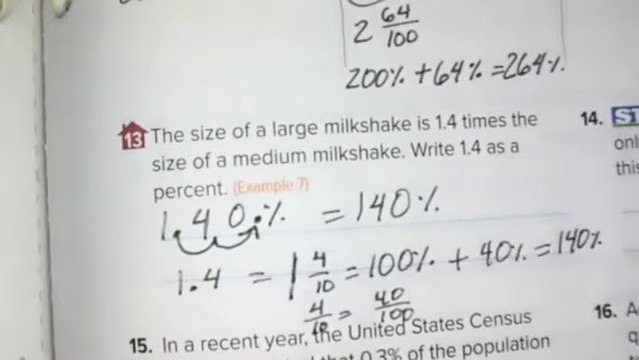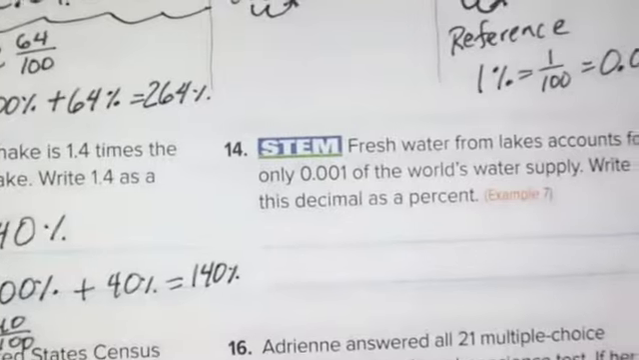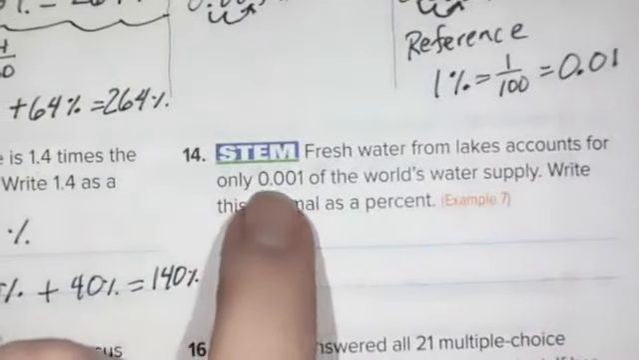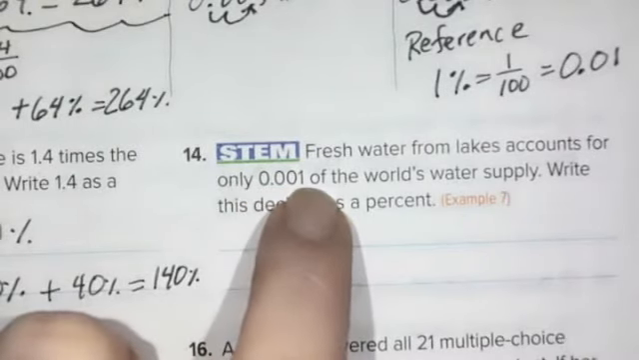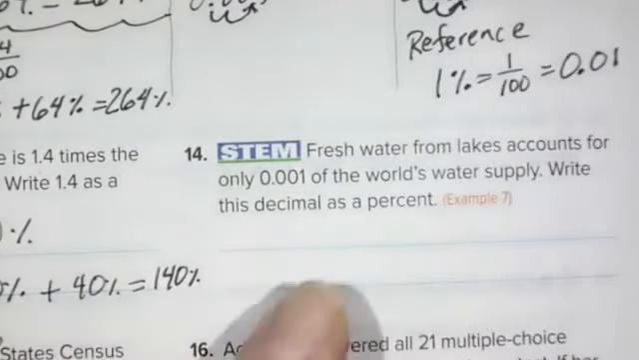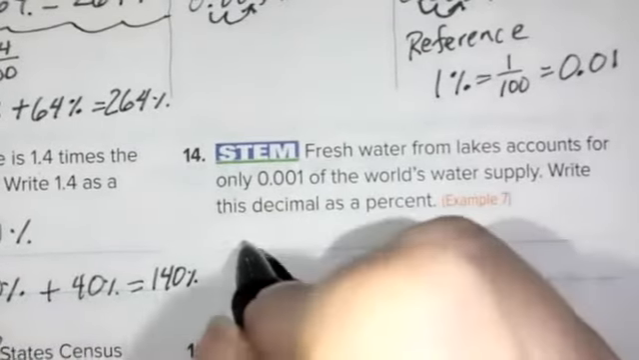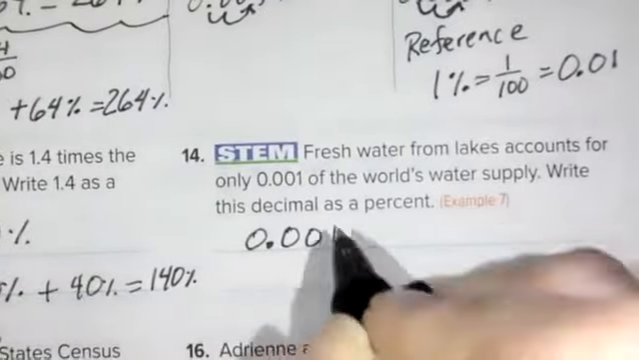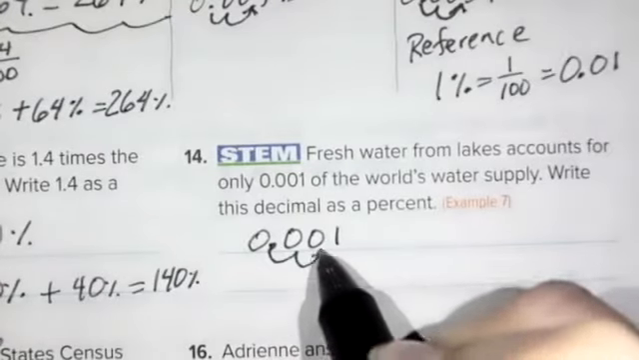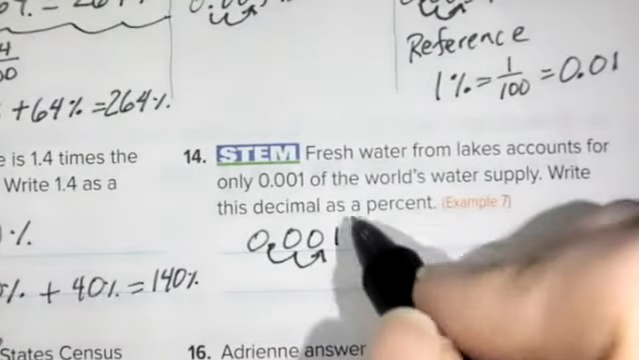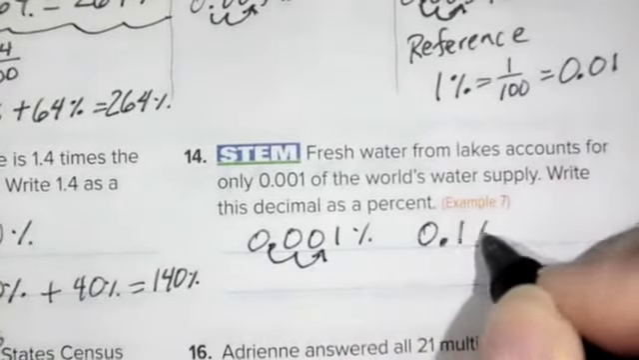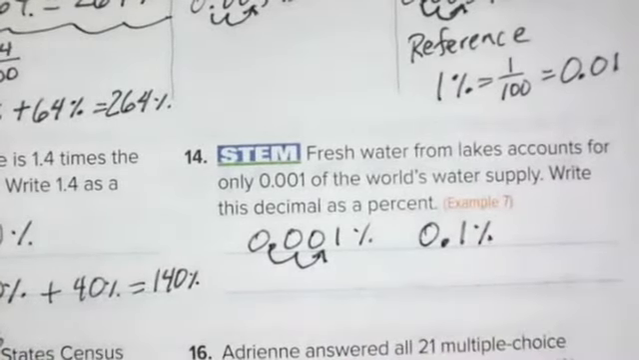Number 14. Fresh water from lakes accounts for only, this is tenths, hundredths, thousandths. So 1/1000th of the world's water supply. Write this decimal as a percent. So to change it to a percent, our original number is 1,000th. To change it to a percent, we multiply by 100 by moving our decimal 2 places to the right, and add the percent sign. Okay, so it's going to be 0.1% or 1/10 of 1%.